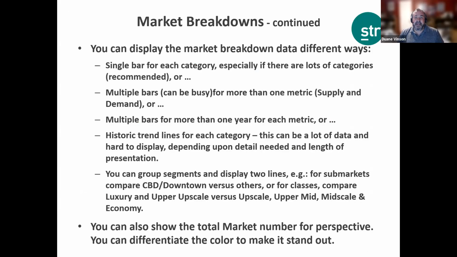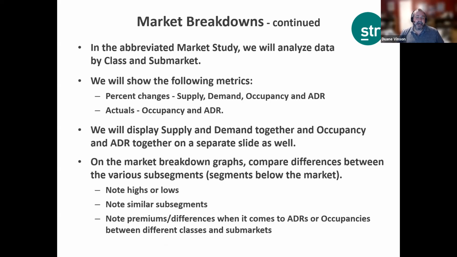You can display the market breakdown data in different ways. Again, you can use single bars for each category. You can use multiple bars, although again, I'd be careful with those getting too busy. If you're including multiple metrics, you can use multiple bars for more than 1 year for each metric. As I said, if you only have a few sub-markets and you want to show multiple years, that's okay. But again, just be careful that they don't get too busy. Historic trend lines for each category could be used, but again, don't let them get too busy, okay?